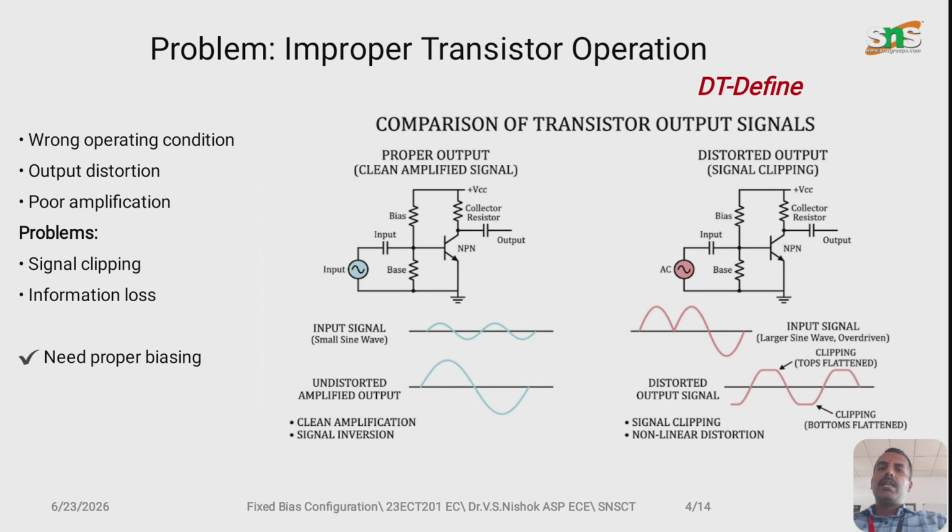When the transistor goes to the wrong operating condition, we know already that the output will be distorted, the information will be lost and poor amplification will be done, which results in signal clipping, etc. So we are coming to the clarity that we need proper biasing.